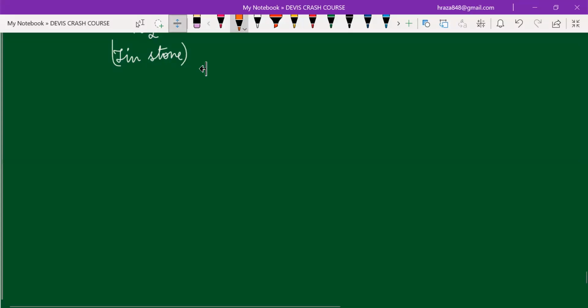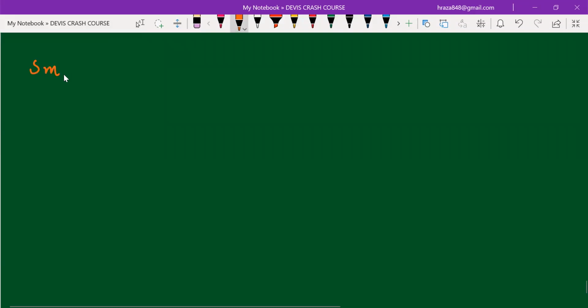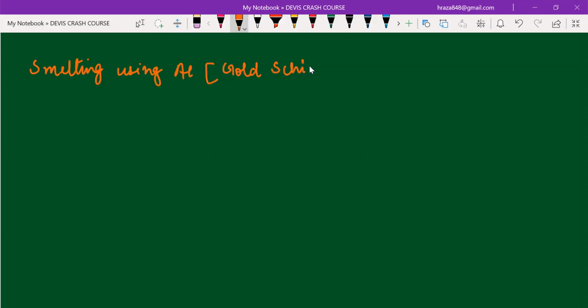Now you can see smelting, how we do purification with the help of smelting. It's very easy. So I'm going to write smelting using aluminium, and this process is basically important. Its name is thermite process. Can you read it? Smelting using aluminium, the thermite process.